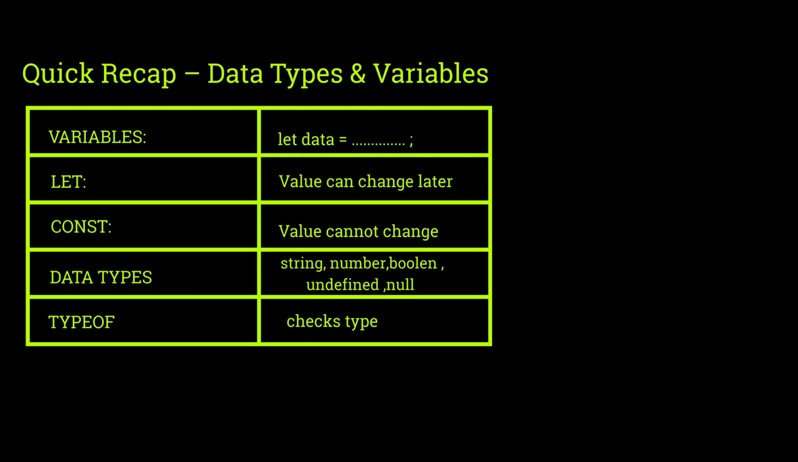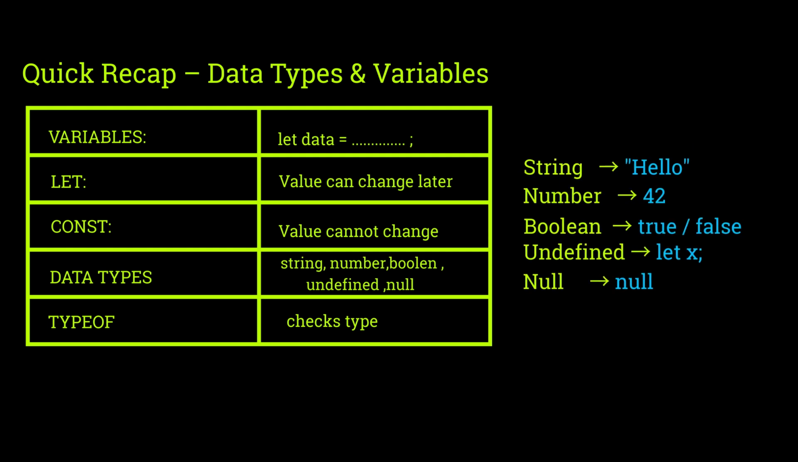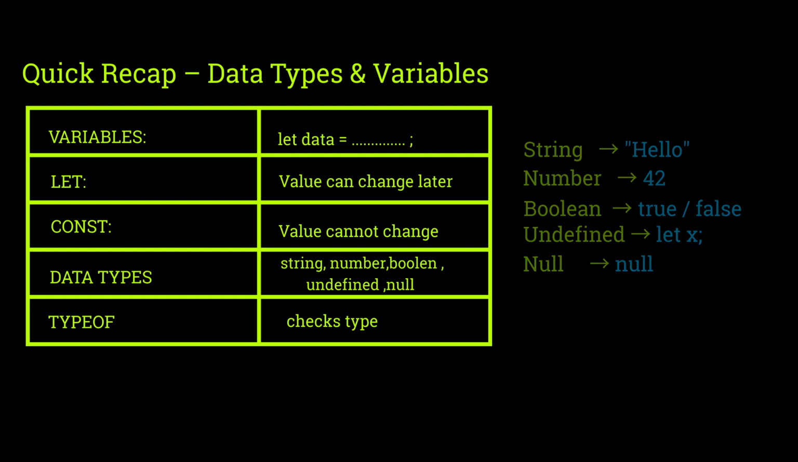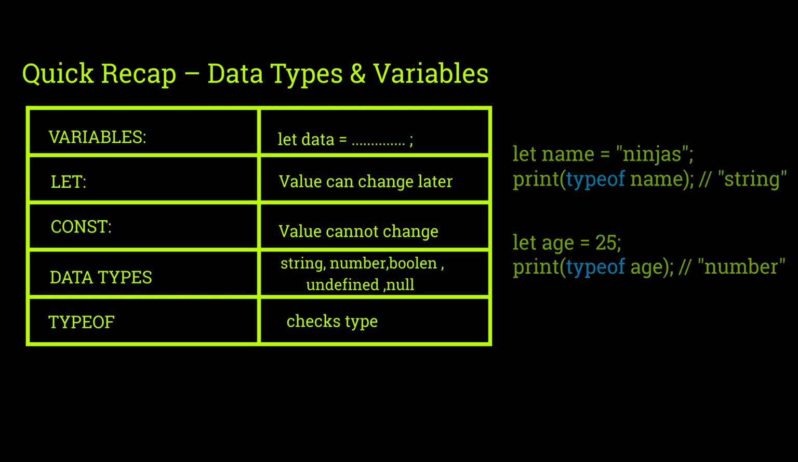Before we finish, let's quickly recap what we learned today. Variables are containers for storing information. Let allows the value to change, but with const, the value stays the same. JavaScript works with different data types such as string, number, boolean, undefined, and null. Use typeof to check types.